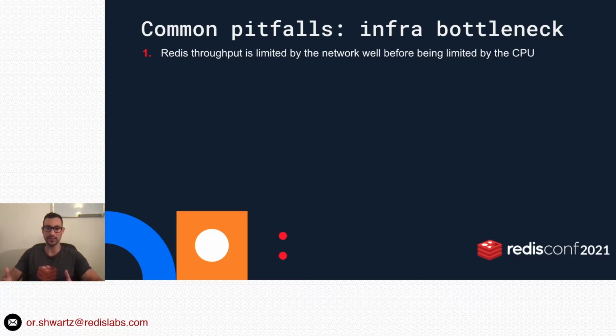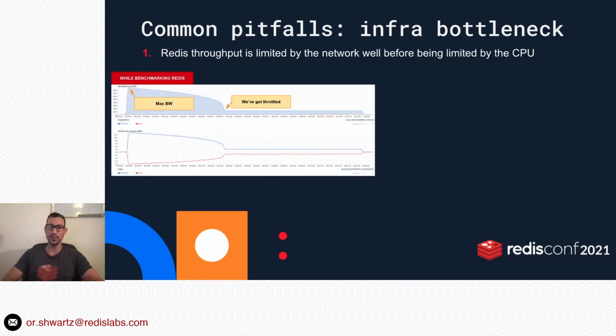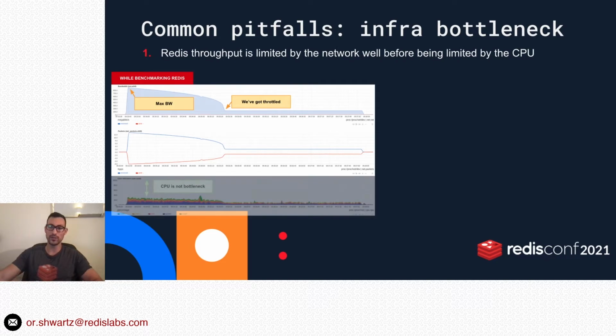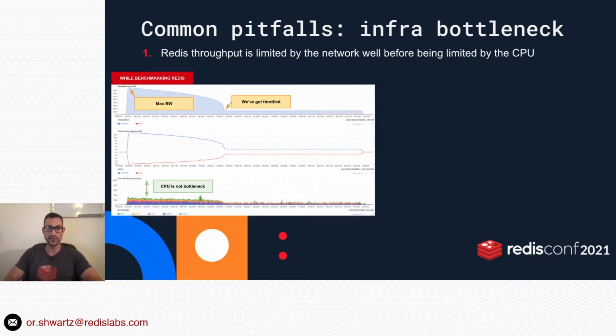It's the infrastructure bottlenecks. And the most common one was the network bottleneck, even though there are other things to look out for. In this example, we benchmark Redis and we reach the maximum bandwidth, and all of a sudden our rate drops. It looks like we reached some bottleneck, obviously. Now maybe it's the database bottleneck. So we check the CPU utilization, and we can see clearly that the DB is not working that hard. So it's not the database limit or the bottleneck.